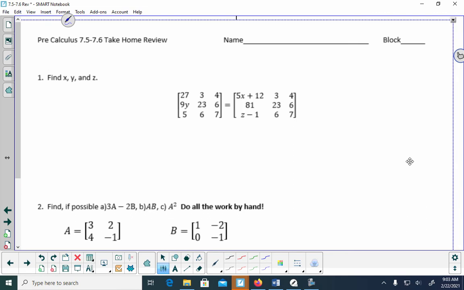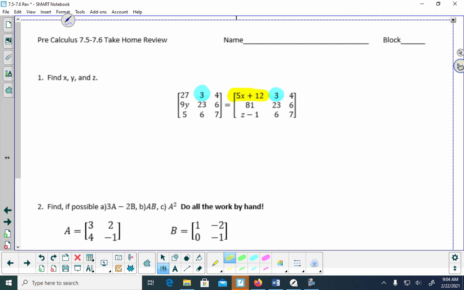So number one, they're asking you to find x, y, and z. Remember, they have these two matrices set equal to each other, which means every element in the first matrix has to equal the element in the second matrix. For example, when I have row 1, column 2, I have this 3. Row 1, column 2 in the second matrix, I also have to have that 3. And I'm going to use that property to find x.